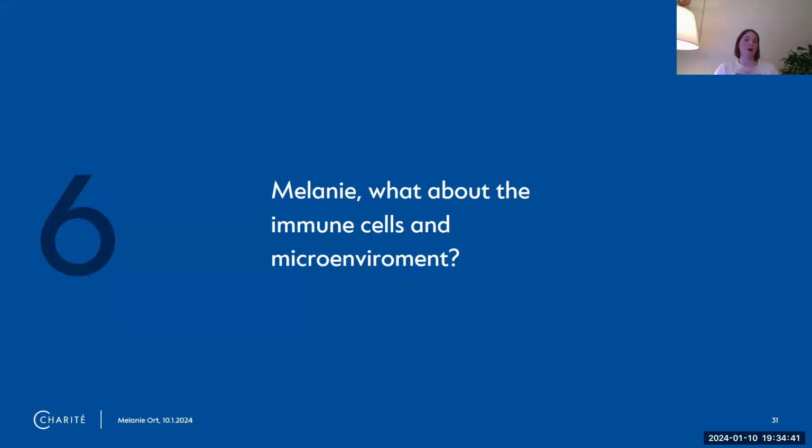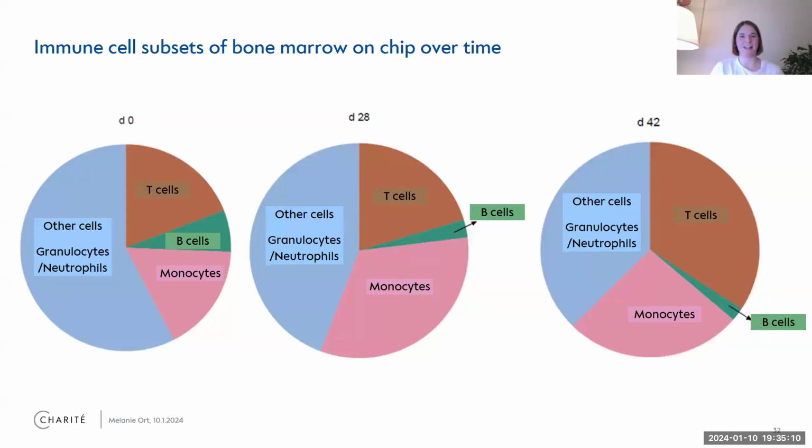So I promised you immune cells and microenvironment. So this will be now moving towards the end. It is actually really hard. Immune cells are really tricky to culture altogether. We have seen studies where you have a lot of T cells, or maybe where you can maintain B cells, but having the whole picture of bone marrow is actually pretty hard. So I'm just showing you one attempt of maintaining that.